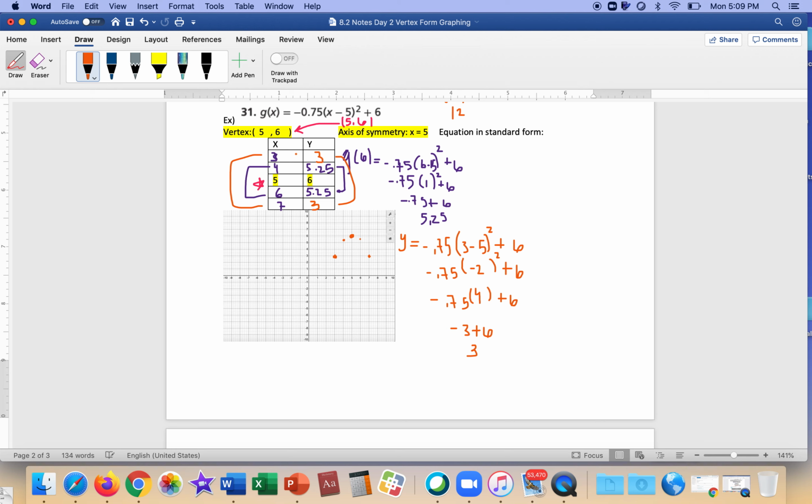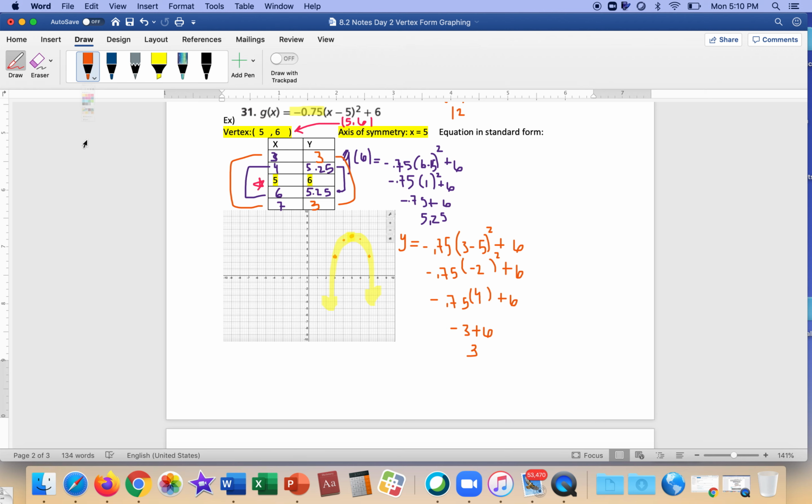Now it's nice when they're equidistant on both sides because you get a nice U shape. Start at the center, let's go out, make our nice U, do arrows. Notice this makes sense. It should be upside down because the a value is negative. Okay. Now let's write our equation in standard form.